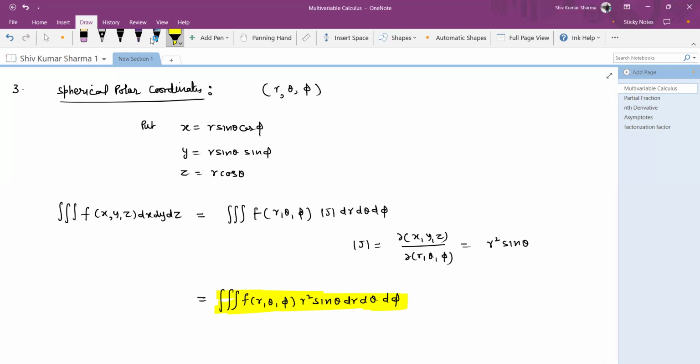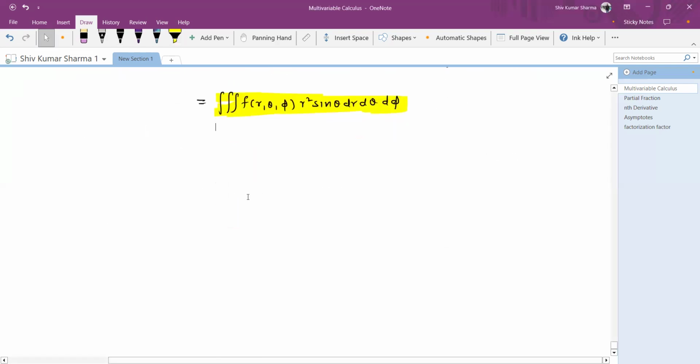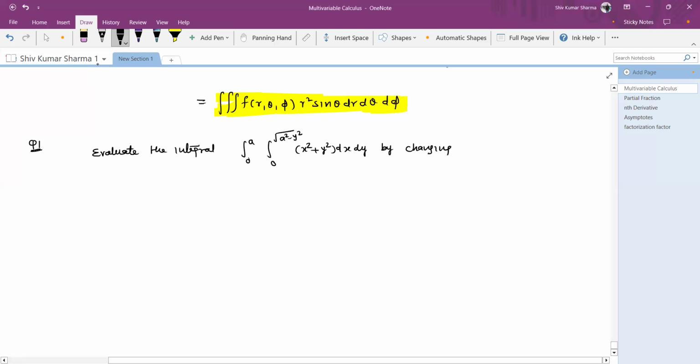The first problem we take is for polar. Evaluate the integral from 0 to a, 0 to root a square minus y square, of x square plus y square, dx dy, by changing into polar coordinates. So here we are changing this into polar coordinates.